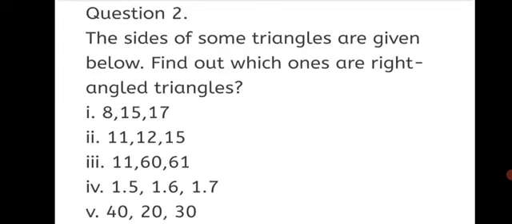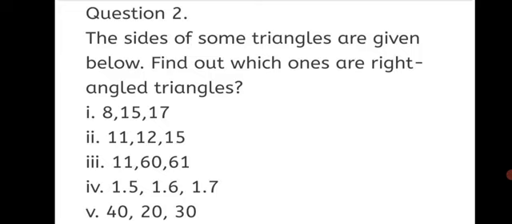Let's move on to question number 2. The sides of some triangles are given below. Find out which ones are right angle triangles. Now, if we know the angle, we can say whether it is a right angle triangle or not. But by looking at the sides, how to detect whether it is a right angle triangle or not? Yes, we can do it by the use of Pythagorean triplets. So we will first have to identify whether the given triplets are Pythagorean triplets or not. If they are Pythagorean triplets, then it is a right angle triangle. Okay, these are the sides of some triangles.